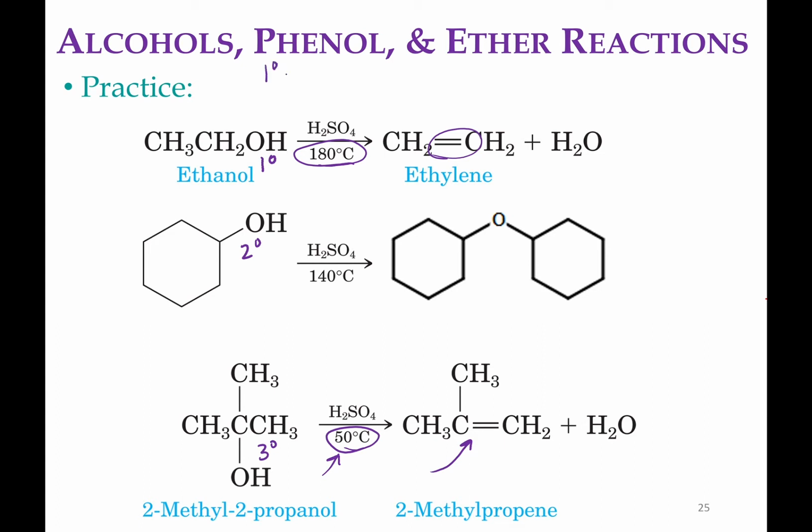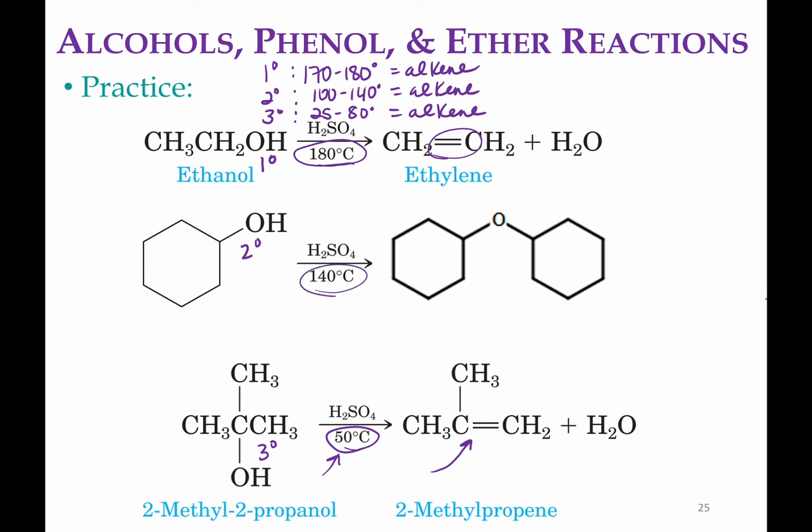So if we start with a primary alcohol and we have 170 to 180 degrees, we'll get an alkene. Secondary, 100 to 140, we'll get an alkene. And tertiary needs to be 25 to 80 degrees to get an alkene. Now we see that for secondary, at 140, we're getting the diethyl ether product. That is going to happen if we usually don't have high enough temperatures. And we'll discuss this in a moment.